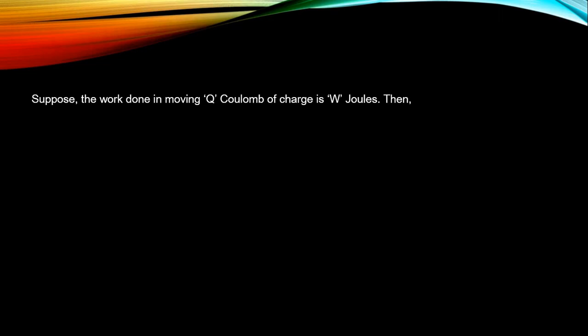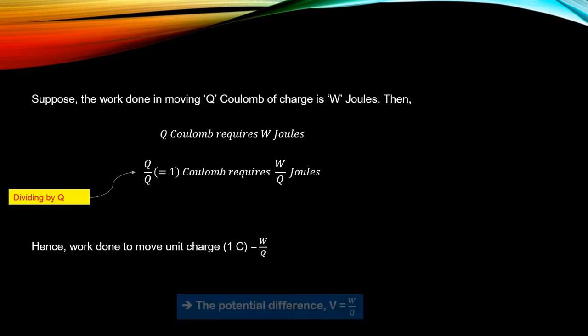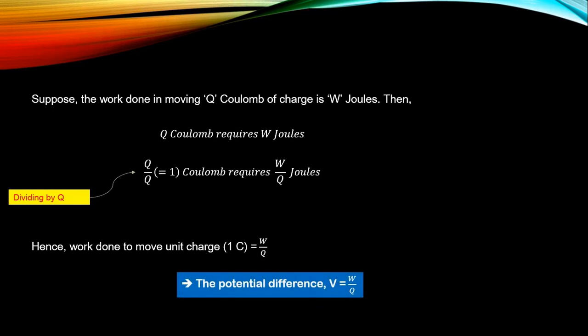Now let's find out an expression for electric potential difference. Suppose the work done in moving q coulomb of charge between 2 points in a circuit is W joules. Then q coulomb requires W joules, or q by q, that is equal to 1 coulomb, requires W by q joules. Here we have divided the above equation by q on both sides. Hence, the work done to move unit charge, that is 1 coulomb, is equal to W by q joules. This is precisely the definition of potential difference. Hence, we can conclude that the potential difference, represented using capital V, is equal to W by q.